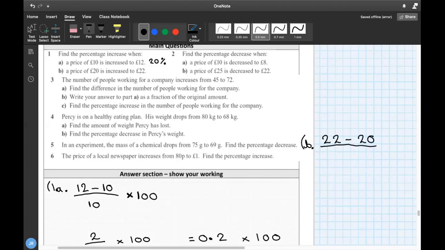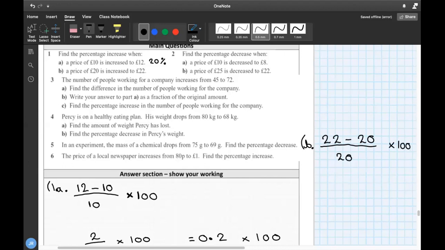Now, what was your original amount here? A price of 20 was increased to £22. So your original amount here was 20. That is always going to go on the bottom of your fraction. You're always going to be dividing by the original amount, what it started with. Then we multiply that by 100.